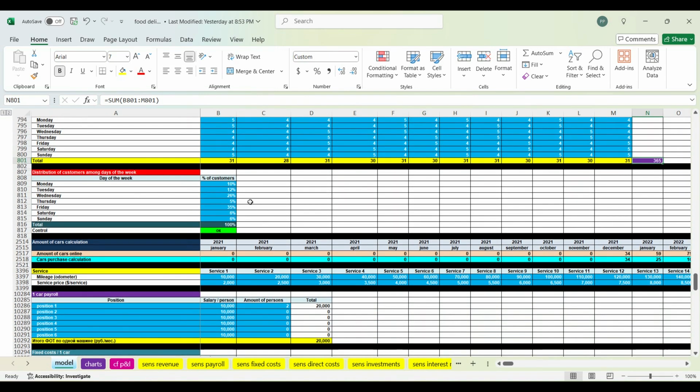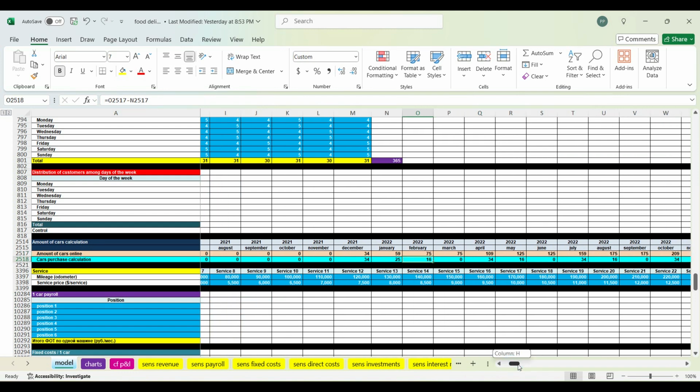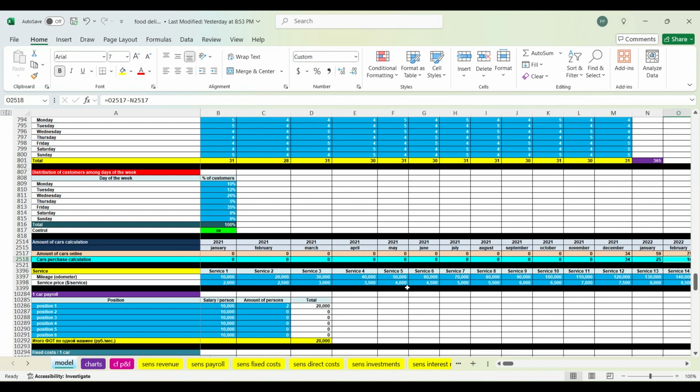Then, we need to allocate 100% of customers across the typical week, from Monday to Saturday. Here, we're setting up some limits that will affect the number of cars that we need to operate this business. Then we have two very important lines. First one shows us how many cars we need online this month with all the limitations that we set up previously. Next line illustrates how many new cars we need to buy to cope with our customers' orders.